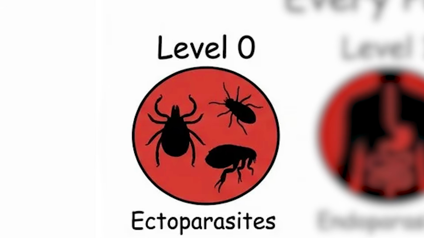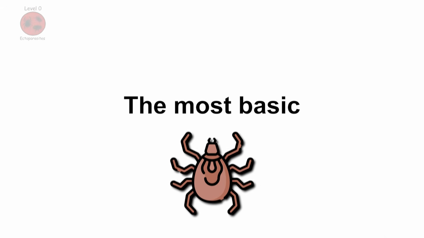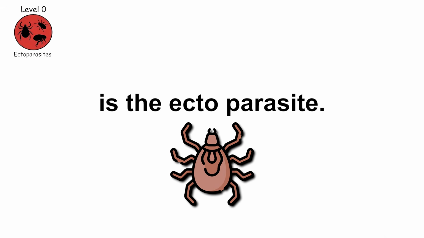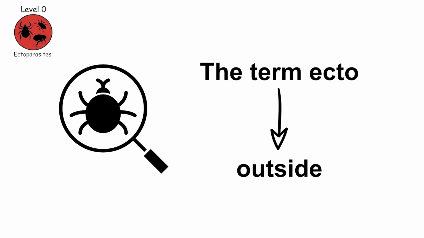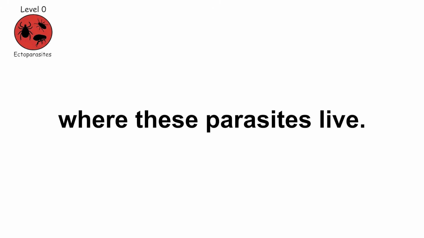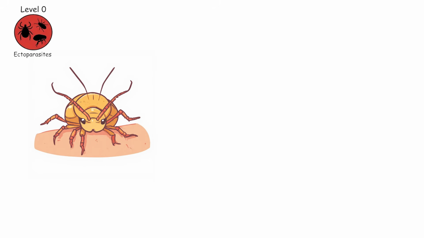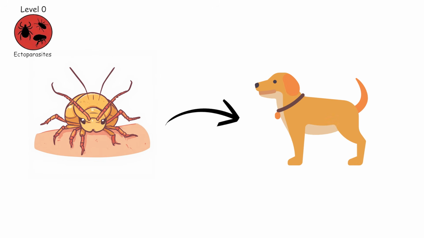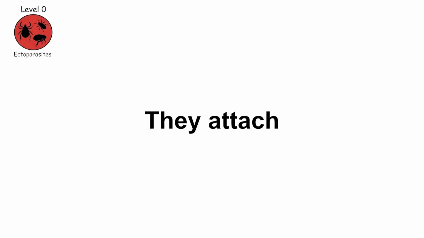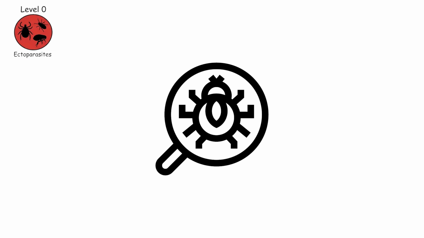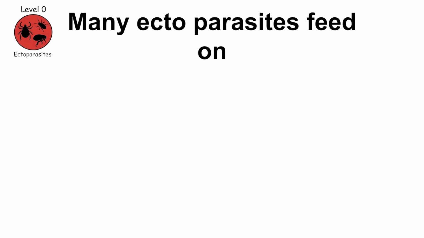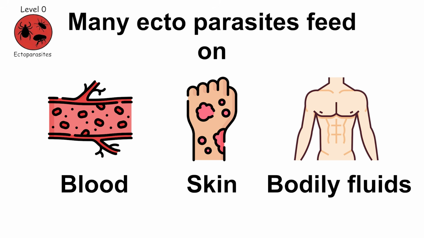Level 0. Ectoparasites. The most basic type of parasite is the ectoparasite. The term ecto means outside, which describes where these parasites live. Ectoparasites live on the surface of their host's body rather than inside it. They attach to the skin, fur, feathers, or outer tissues and feed from there. Many ectoparasites feed on blood, skin, or other bodily fluids.